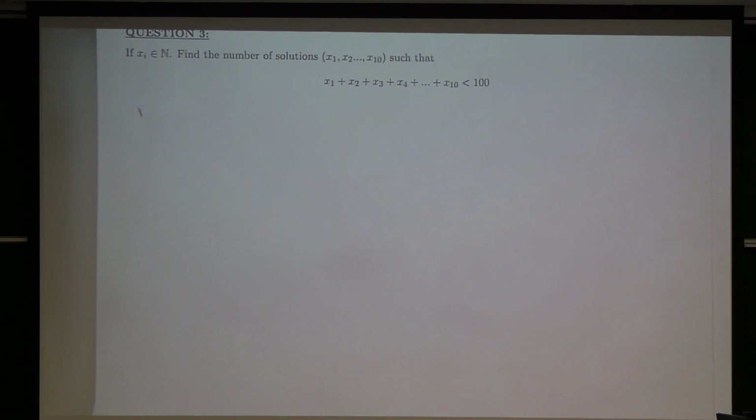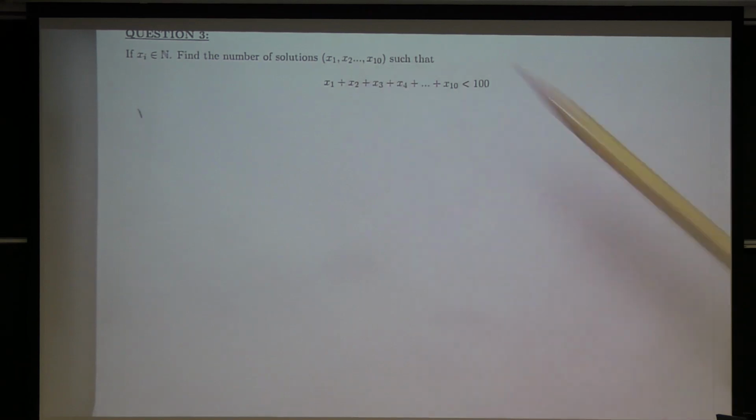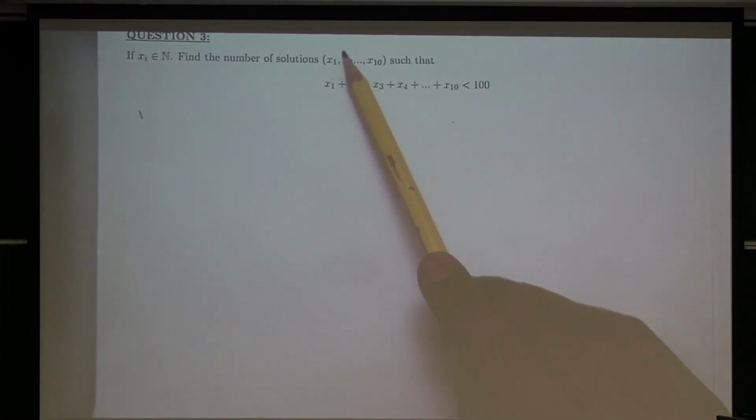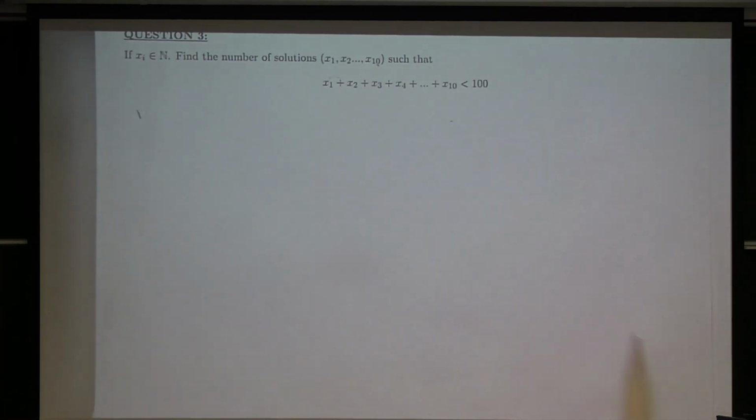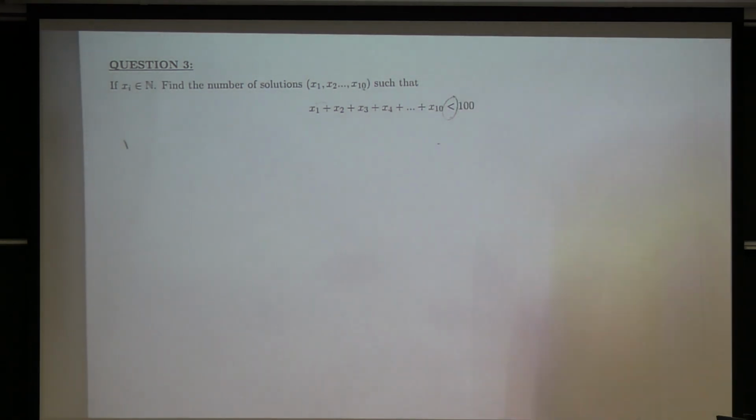Okay, I'll take up the problem now. So the question was asking us, if each xi is a natural number, meaning that it's a positive integer, find the number of solutions of the tuple x1, x2 to x10 such that the sum of each of these values is less than 100. So here again, this is very similar to stars and bars. The only problem is this sign here. This is a less than sign. We want an equal sign to use stars and bars.